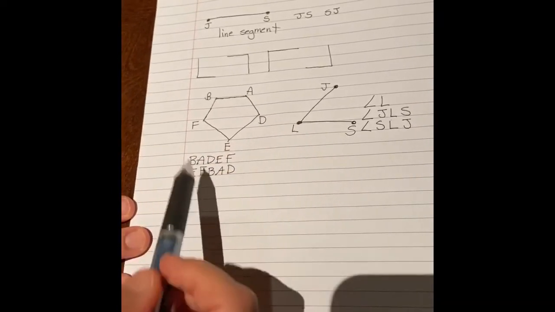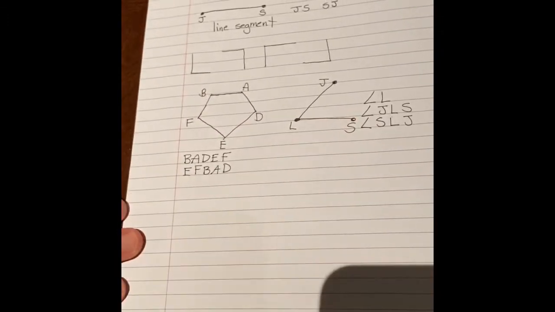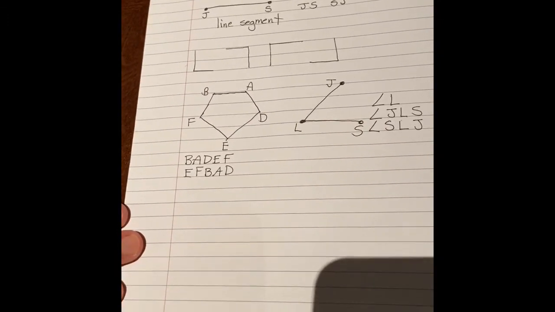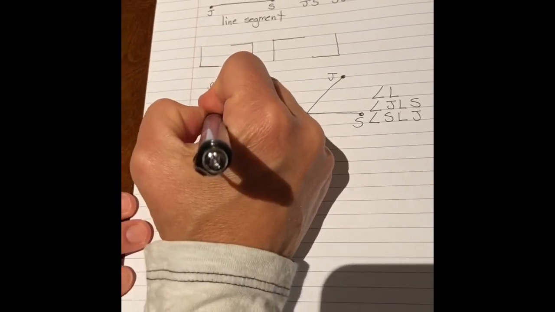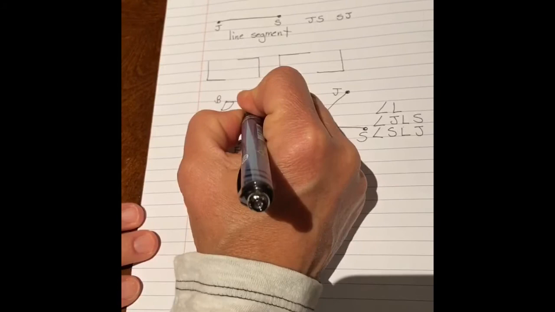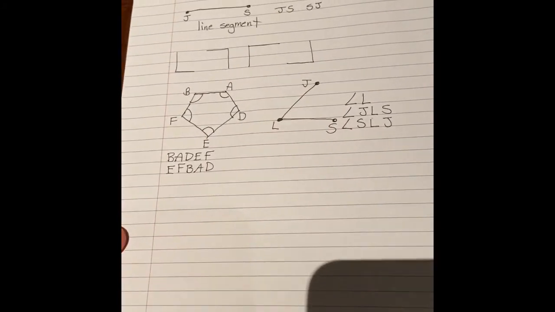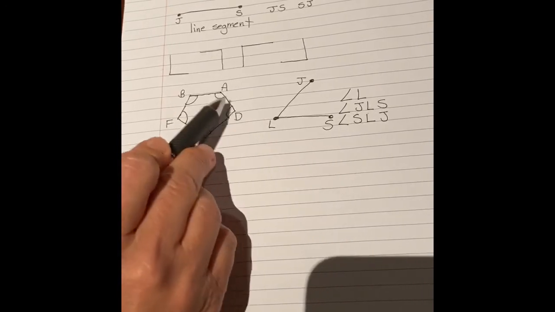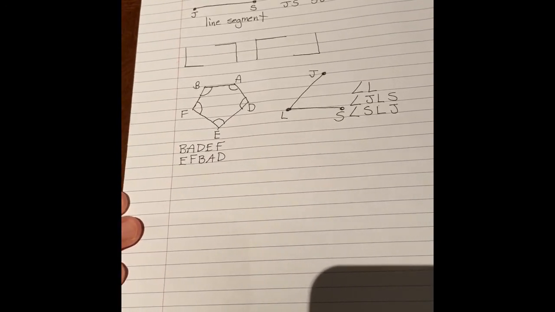You just never want to call it something like EAFDB. You can't do that. You must go in a clockwise direction. And just so you know, all of these in here are angles: 1, 2, 3, 4, 5. So a pentagon has 5 angles along with its 5 sides.